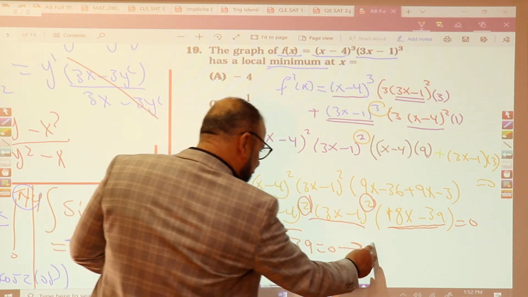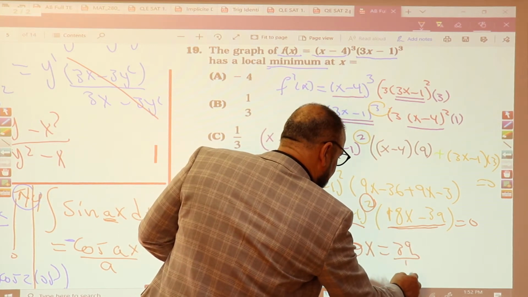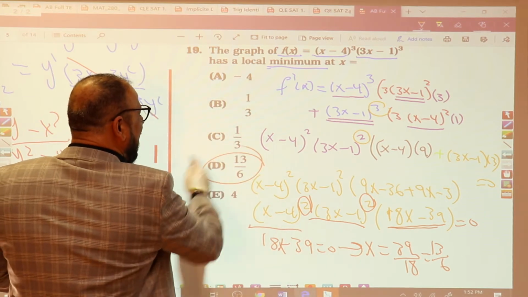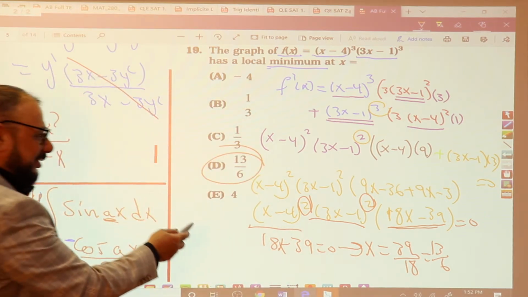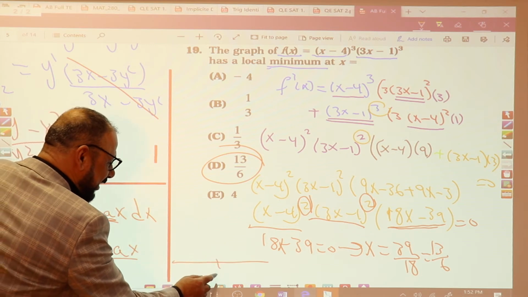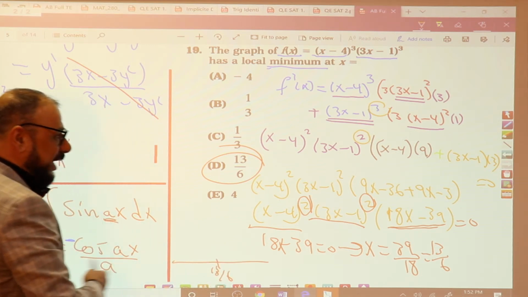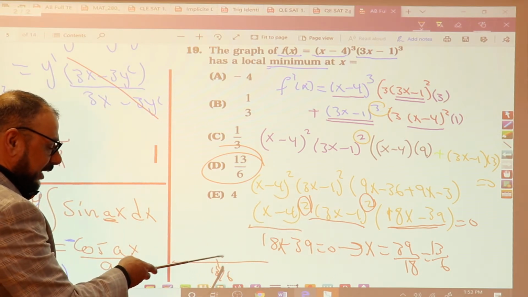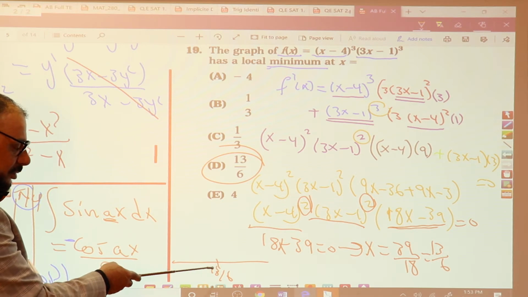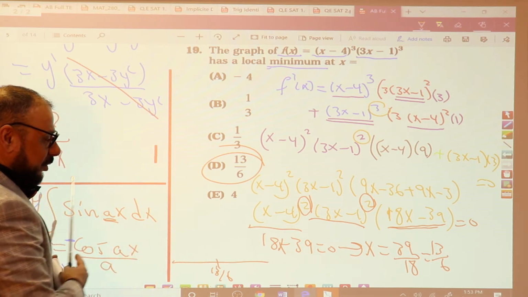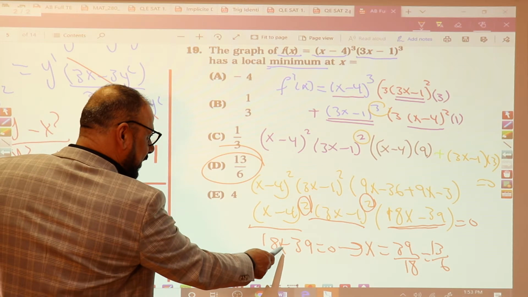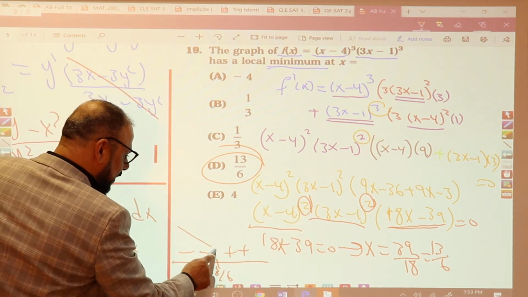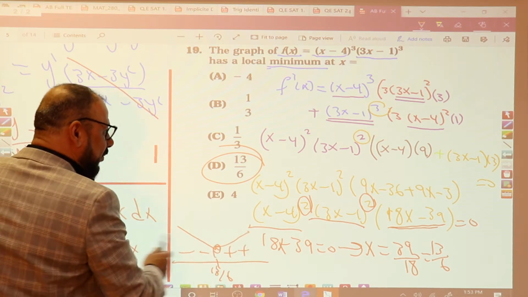Solve for x: x equals 39 over 18. Divide by 3, 13 over 6. Actually, without checking, I'm going to show it to you as a minimum. This 13 over 6 here: forget this positive guy. If you take any value to the right of 13 over 6, or to the left, say 0, plug 0 in here and this will be negative, and to the right positive. Decreasing, then increasing, so we have a minimum.